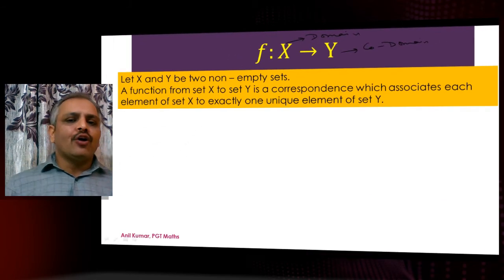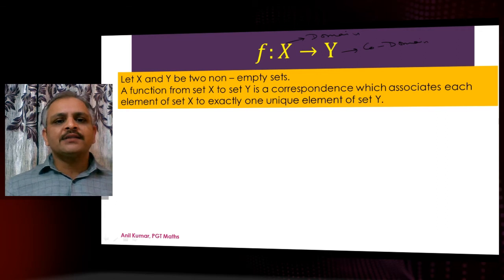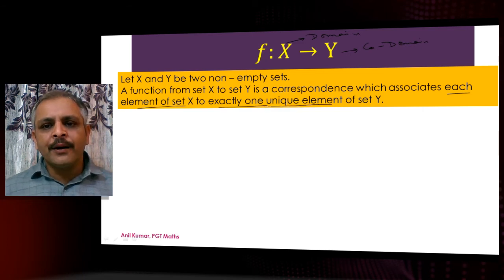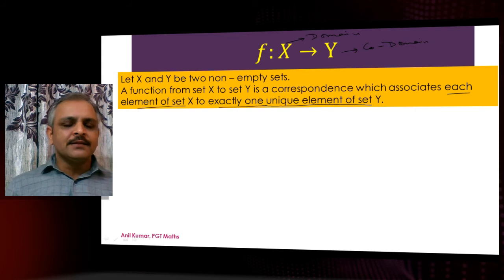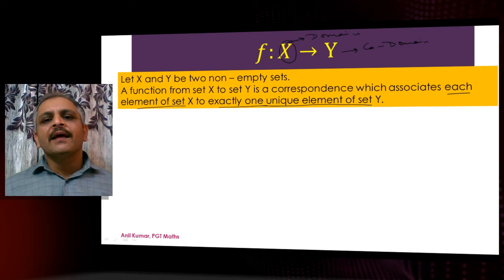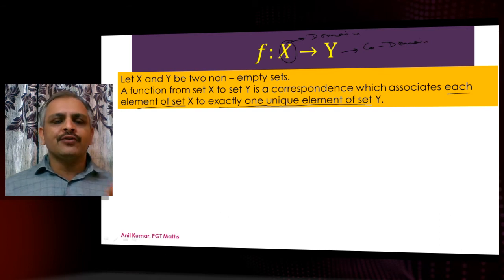Let x and y be two non-empty sets. The function from set x to the set y is a correspondence which associates each element of set x to exactly one unique element of set y. So in brief, I would like to tell you how it is different from the relation. There are two important conditions. One, each element of the set x must have exactly one unique element of set y. That means every element of set x must have some association in y. And second, that association must be a unique one.